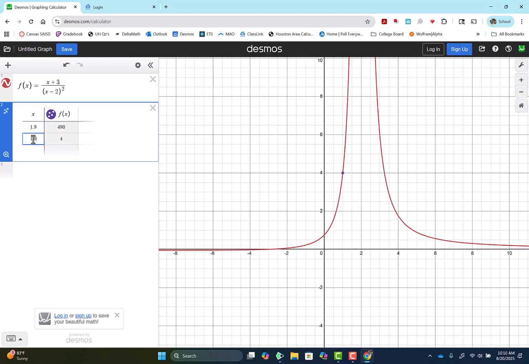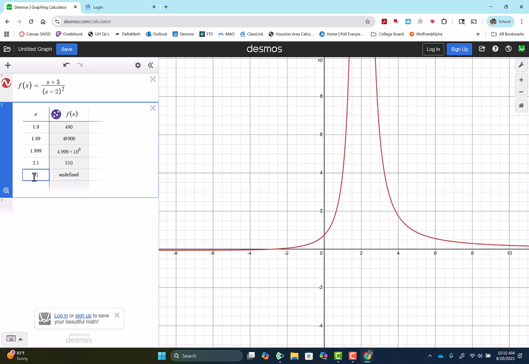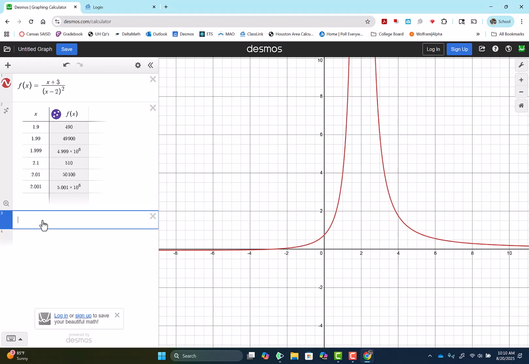490. 1.99, 49,900, 1.999, 4.999 times 10 to the 6. So look how big it gets. If we approach from the right, 2.1, 510, 2.01, 50,100, 2.001, 5.001 times 10 to the 6. See, so it's already exploding. Plus you can see it here, x equals 2. Look at that vertical asymptote there. Let's change the color. How do I enter the settings? That's fine. See, cool or not cool?